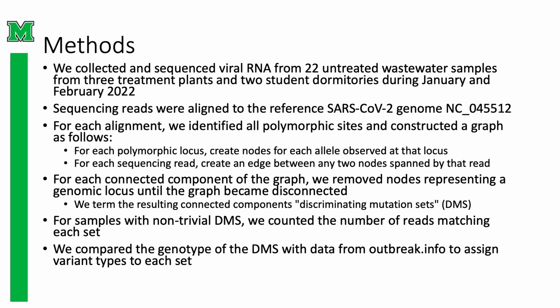And 2 nodes are connected if and only if there is a single sequencing read, meaning a single copy of the virus, that contains the given genotypes at the 2 locations. The aim is to identify genotypes that only occur together in the pool of viruses. For each connected component of the graph, we removed nodes representing a genomic locus until the graph became disconnected. We will show a visualization of this process in the next slides.